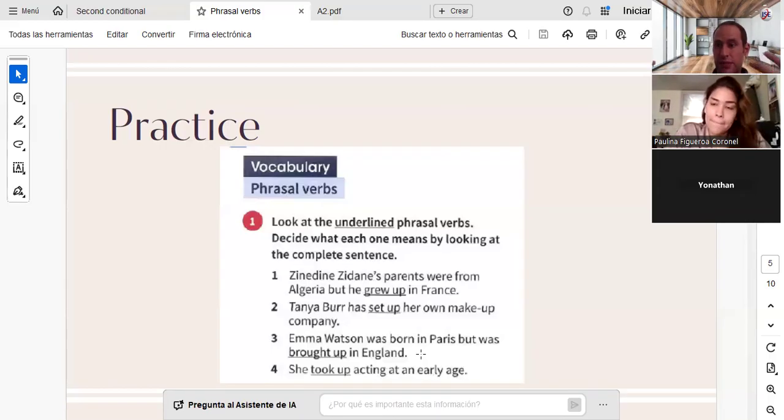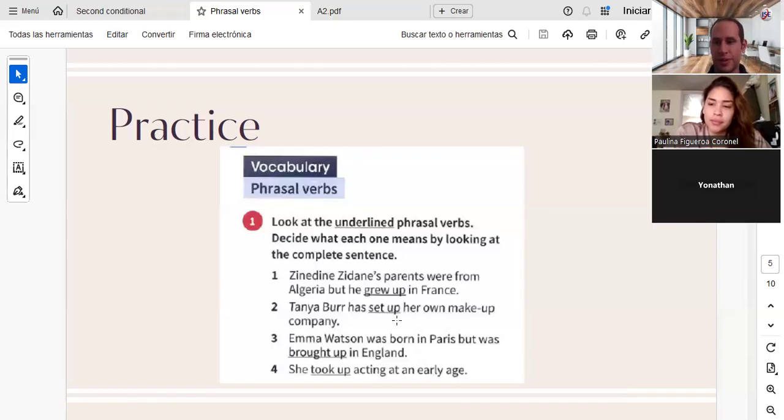There are easier words that we can use instead of phrasal verbs, like start, right? Started, like that kind of words. But as I told you, native speakers prefer to use phrasal verbs. Why? I don't know. But they like the hardest way.